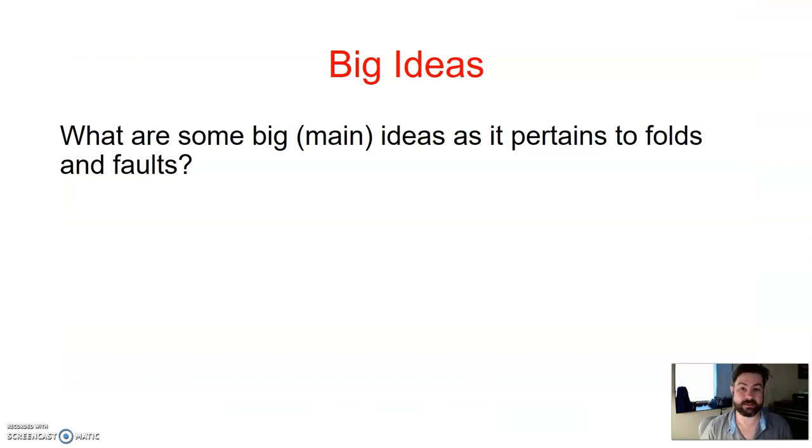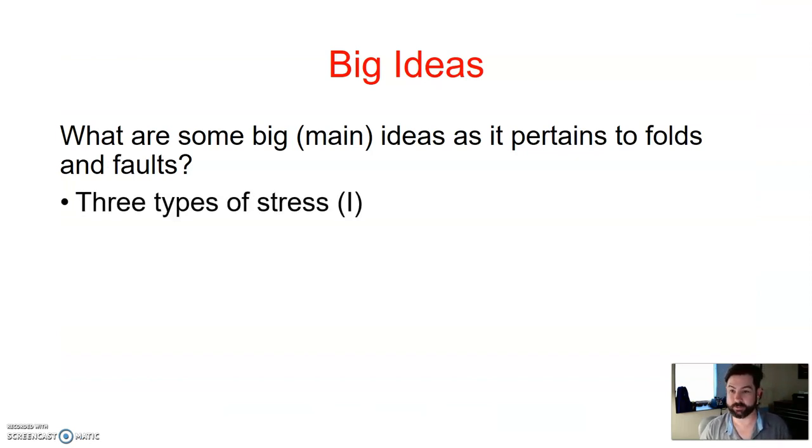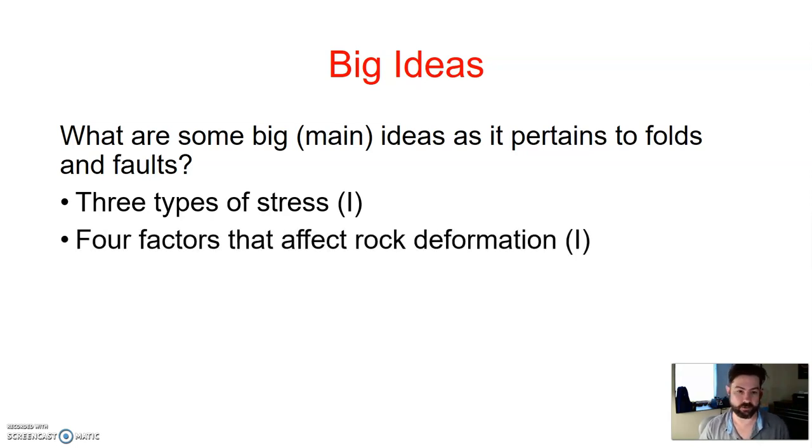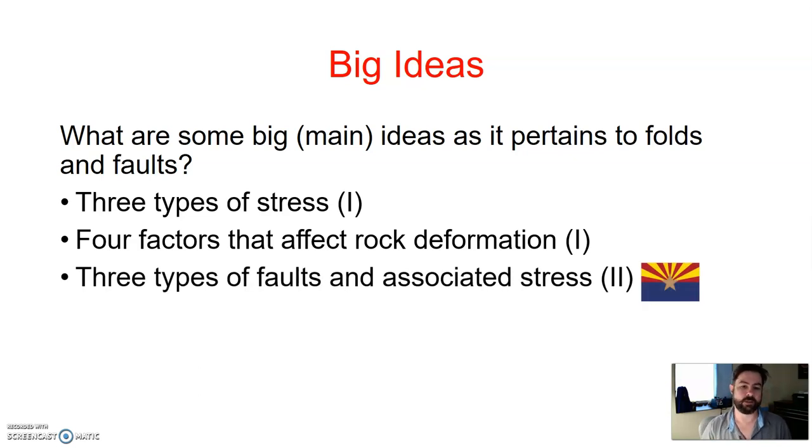Let's wrap it up. Some of the big ideas as they pertain to folds and faults: the 3 different types of stress, compressional stress, tensional stress, and shear stress, and how those play a part in faults or folds. What are the 4 factors that affect rock deformation? There's temperature, rate of deformation, etc., also back in section 1. The 3 types of faults and associated stress: normal, reverse, and strike-slip faults.